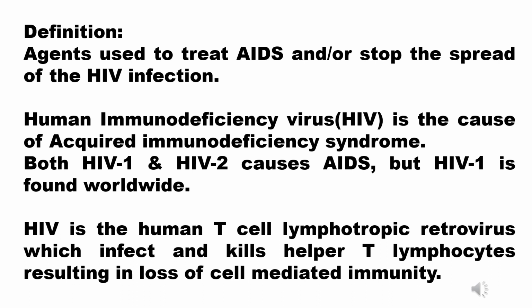Human immunodeficiency virus is the cause of acquired immunodeficiency syndrome. Both HIV-1 and HIV-2 cause AIDS, but HIV-1 is found worldwide. HIV is the human T-cell lymphotropic retrovirus, which infects and kills helper T lymphocytes, resulting in loss of cell-mediated immunity.